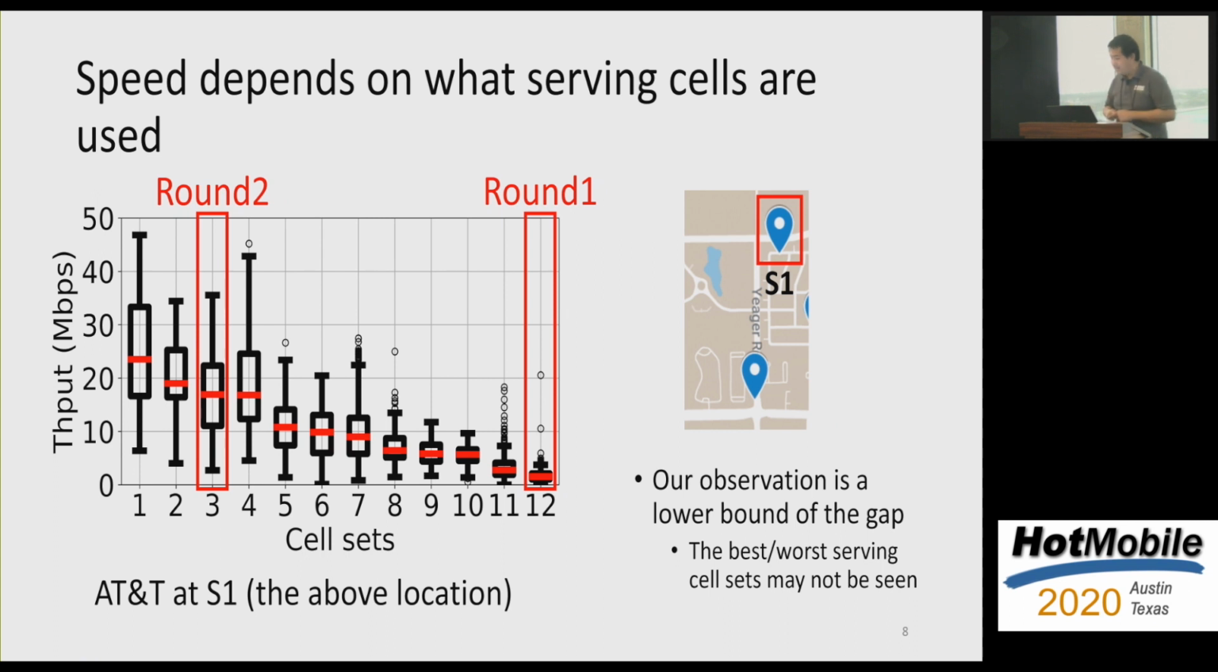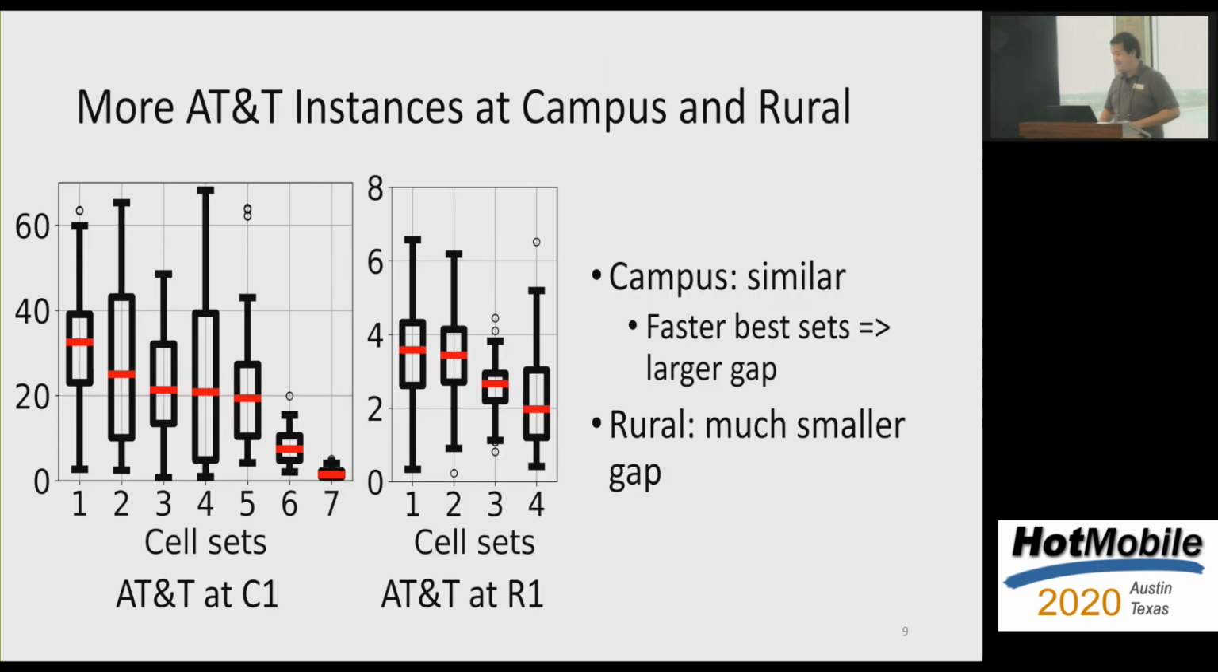One thing we have to admit is that our observation is only a lower bound of the real performance gap, because it's still possible that we didn't observe the best or the worst serving cell in reality. Here are more AT&T instances at campus and the rural area. Compared with previous cases in the suburban area, we can see that we have a similar observation on campus, although here the best serving cell set can provide faster speed, so we have a larger performance gap. But in the rural area, the performance gap is much smaller.